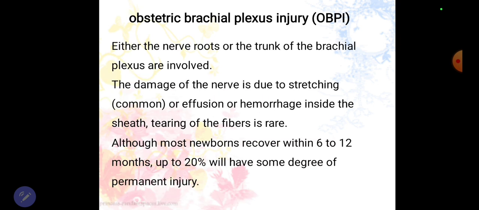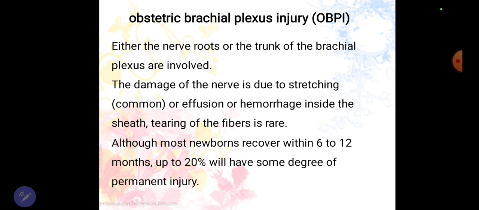We talk about obstetric brachial plexus injury. Morbidity in shoulder dystocia occurs due to brachial plexus injury. So, in obstetric brachial plexus injury, either the nerve roots or trunks of the brachial plexus are involved. The damage to the nerve is due to stretch, which is commonest, or avulsion, or hemorrhage inside the sheath. Tearing of the fibers is rare.